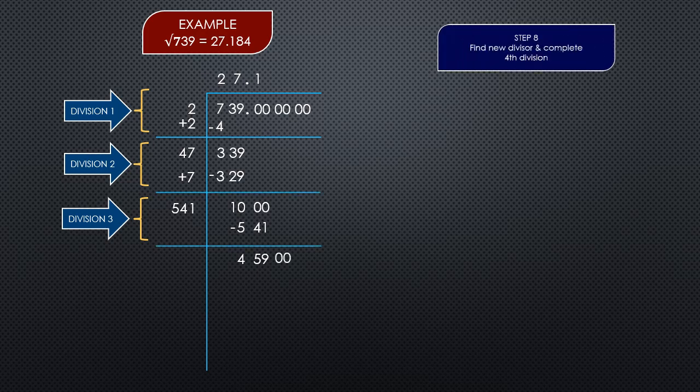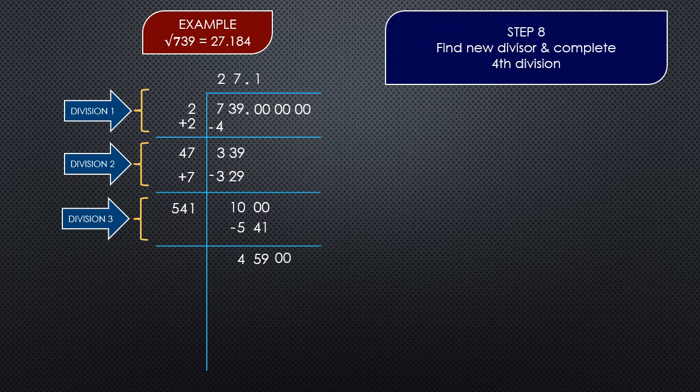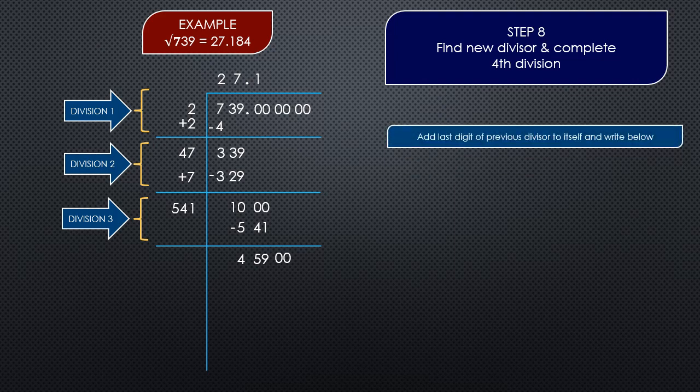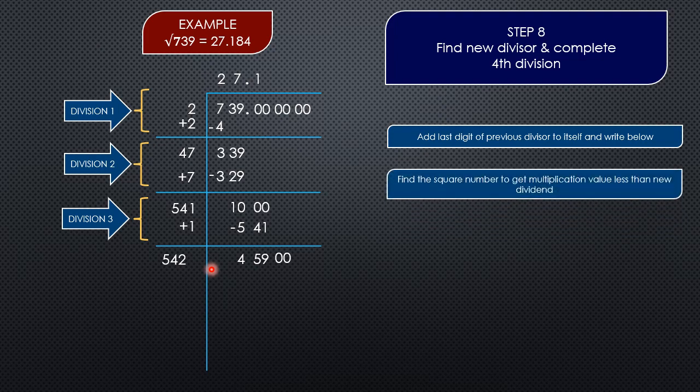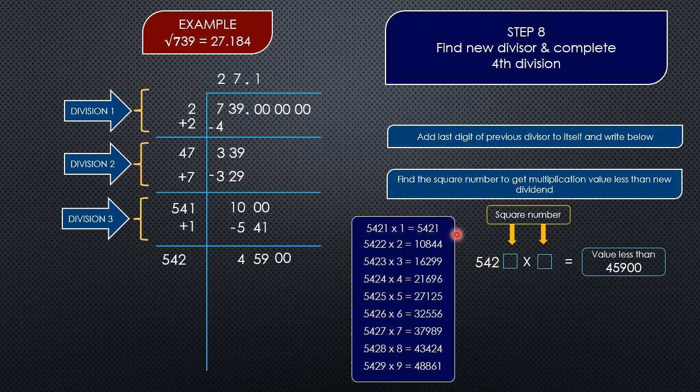Step 8. Find the new divisor and complete the fourth division. Add the last digit of the previous divisor to itself and write below. In our example, the last digit of the previous divisor 541 is 1. So add 1 to 541 and write 542 below. Find the square number to get the multiplication value less than the new dividend. You have to apply the square number here so that its multiplication value is less than the dividend. Let's start the multiplication table.